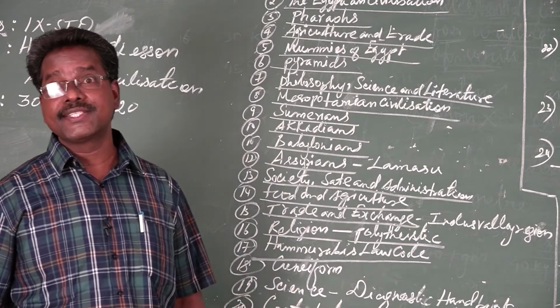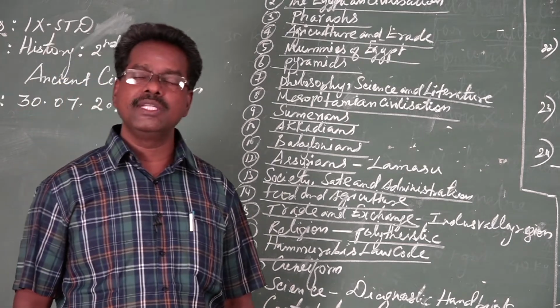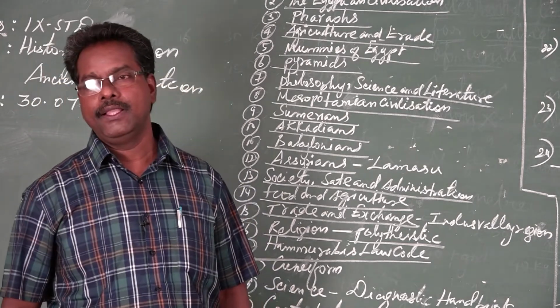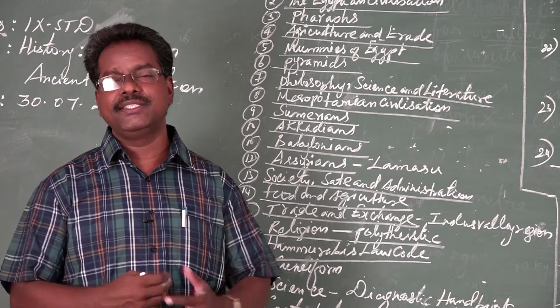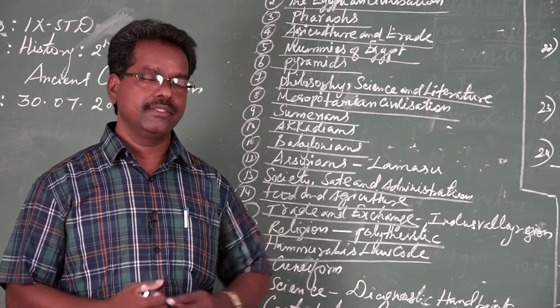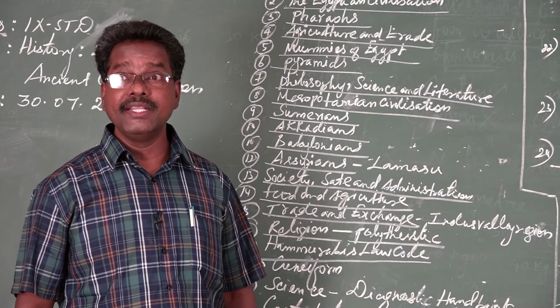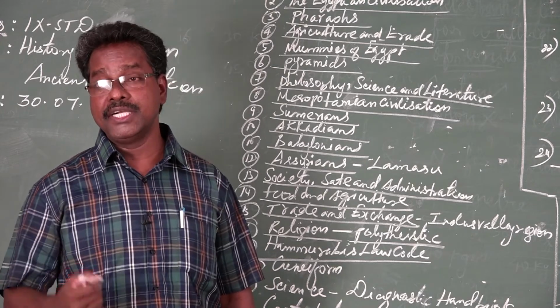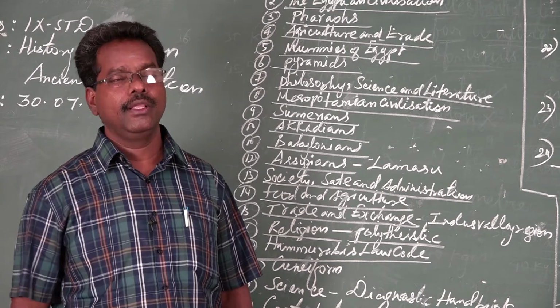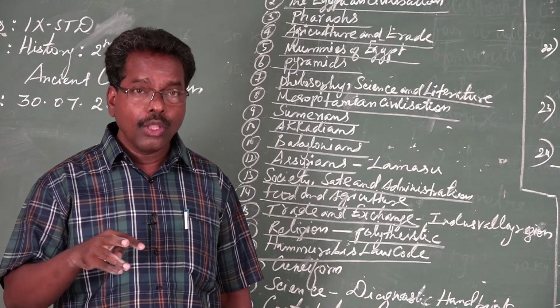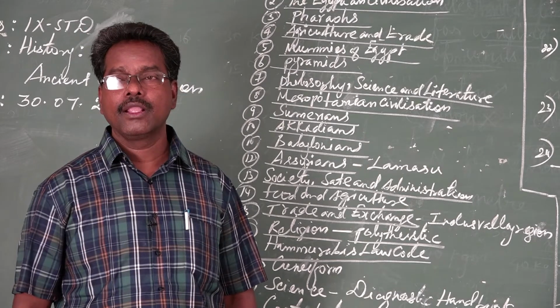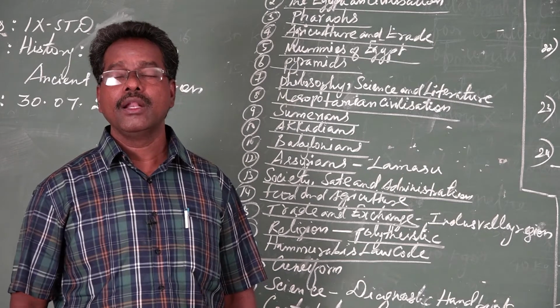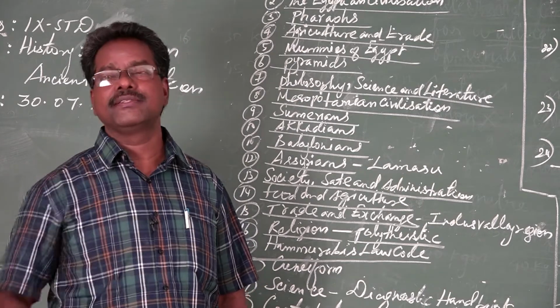What was Hammurabi's law code? It is a legal document. It consists of how many provisions? 282 provisions. What is it related to? It is related to crimes, family rights, slavery, trade, taxes and wages.